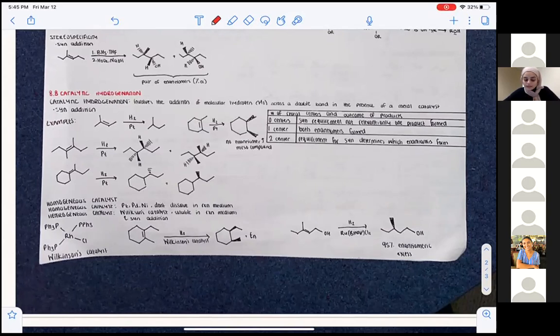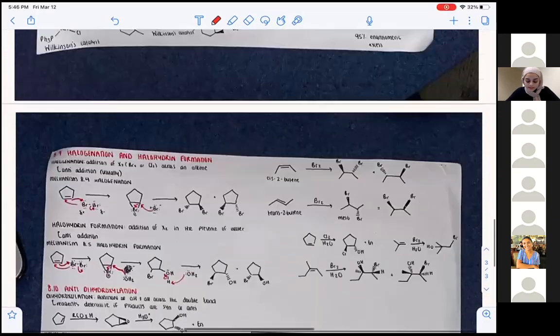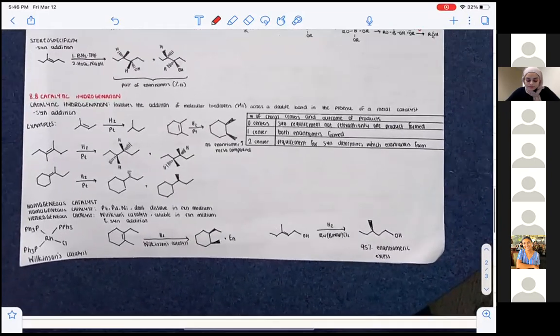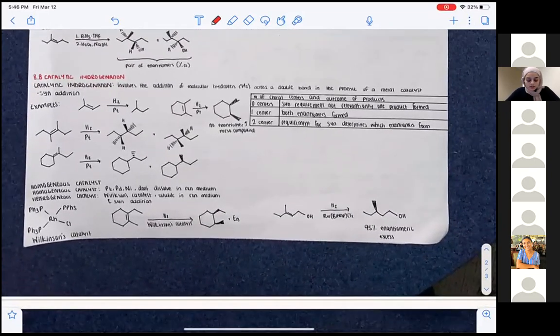This is one of those ones again where I'm just talking about the examples. I don't even think I wrote the mechanism. Yeah, I didn't. I don't think it mentioned the mechanism in the book. So yeah, this is syn addition.